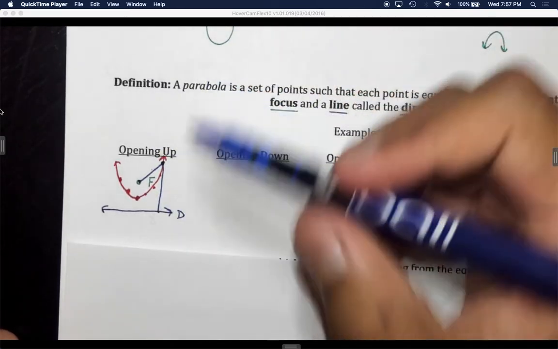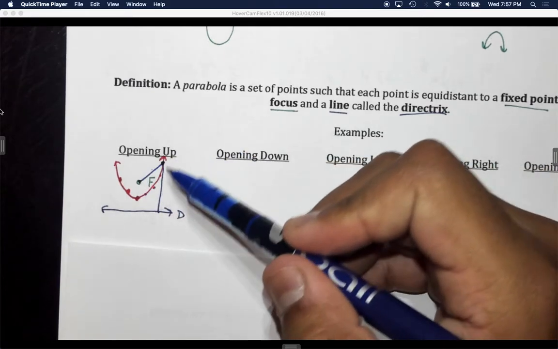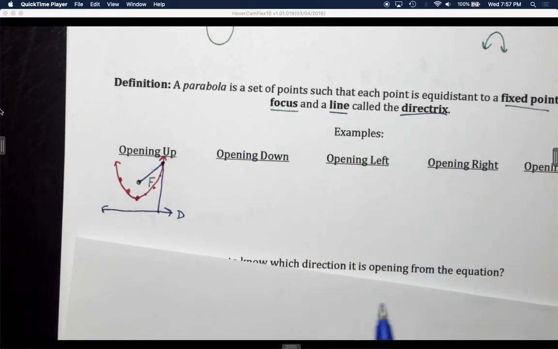Of course, this is not drawn to scale, so you can see that this one might seem a little bit larger, but if we draw the parabola correctly, graph it correctly, you're going to get the exact same thing.